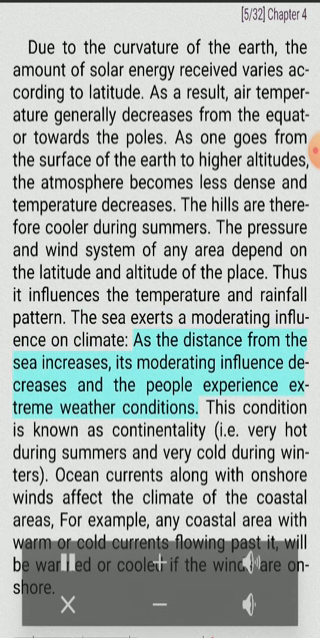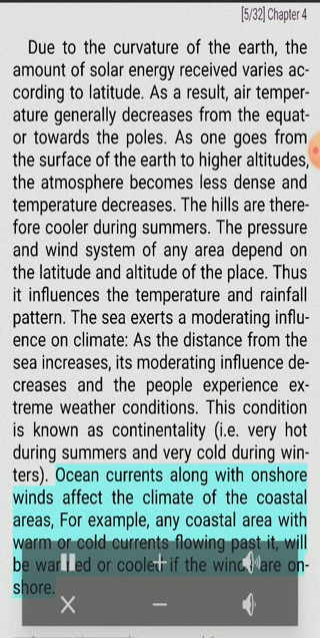As the distance from the sea increases, its moderating influence decreases and the people experience extreme weather conditions. This condition is known as continentality, i.e., very hot during summers and very cold during winters. Ocean currents along with onshore winds affect the climate of the coastal areas.